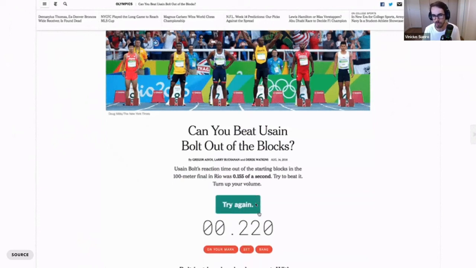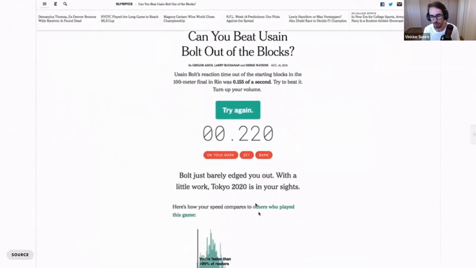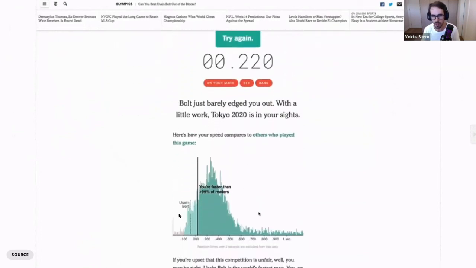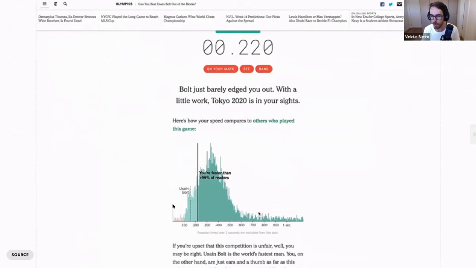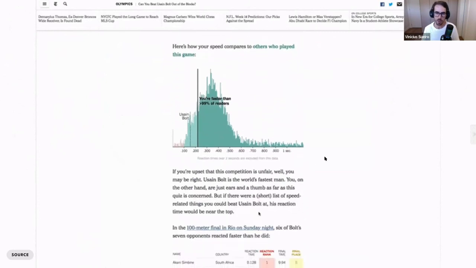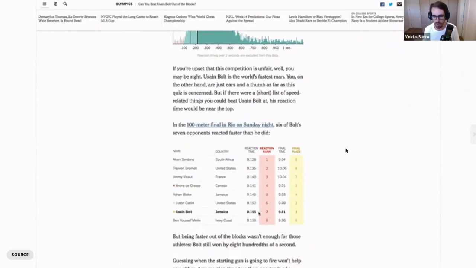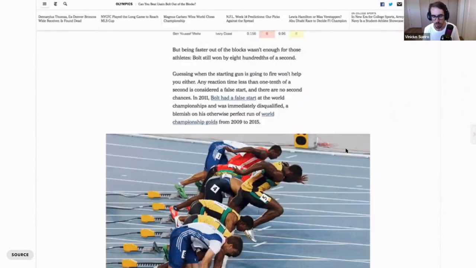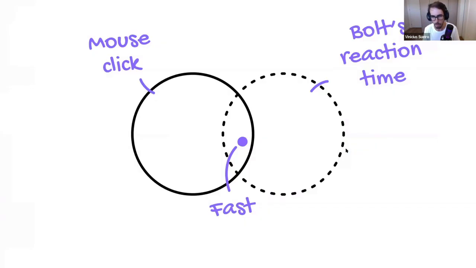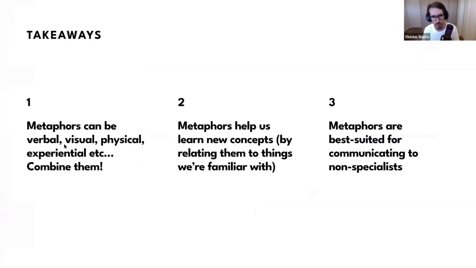So is it faster than Usain Bolt? Is it slower? Did you click before you actually heard the shot? This is a very good example of how we can bring these metaphors in a more vivid and also experiential sense. They can be verbal, they can be visual, they can be physical, but they can also be these very vivid first person experiences. And these are the main takeaways.